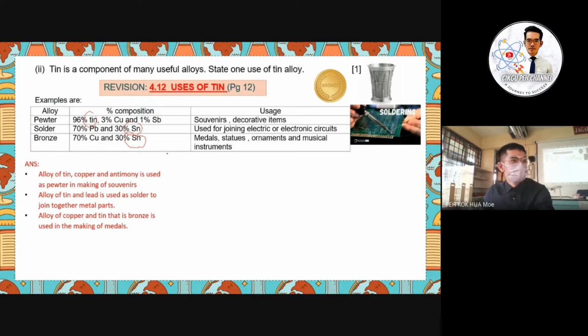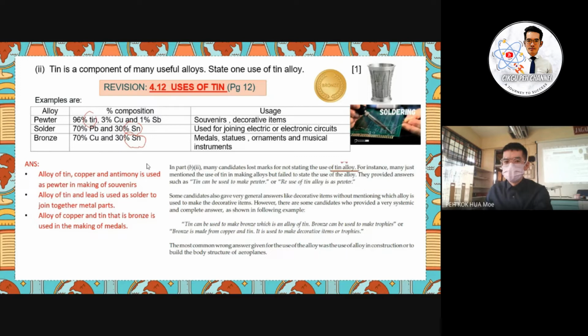statues. So the question seems very easy, but most of the candidates also got it wrong, because they just give tin alloy can be used for souvenirs, for example, can be used for making souvenirs, which is wrong, because you need to state what is the tin alloy mentioned here. If the usage you state is souvenir, that means the alloy you have to give is pewter. So you must write pewter is used in making souvenirs.